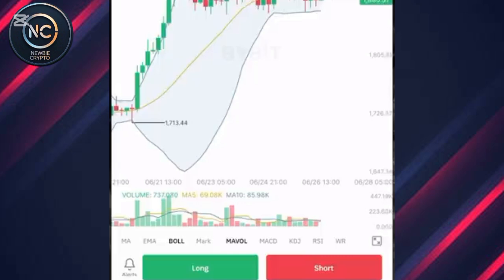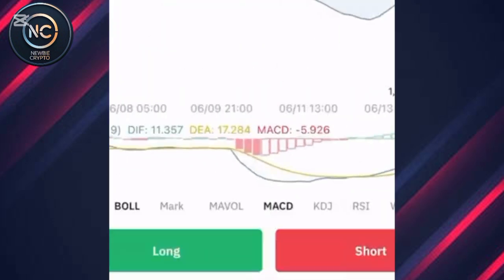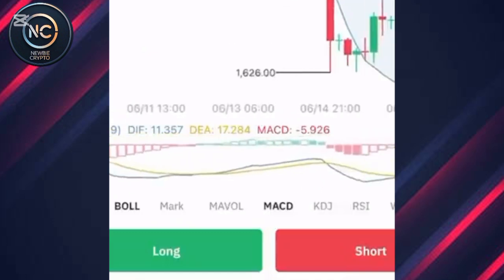And also, if you want to change your volume and you want to put, let's say, MACD, you can just tap on MA volume right here to remove it and tap on MACD. So this is the MACD right here, where you have this histogram and these two lines.